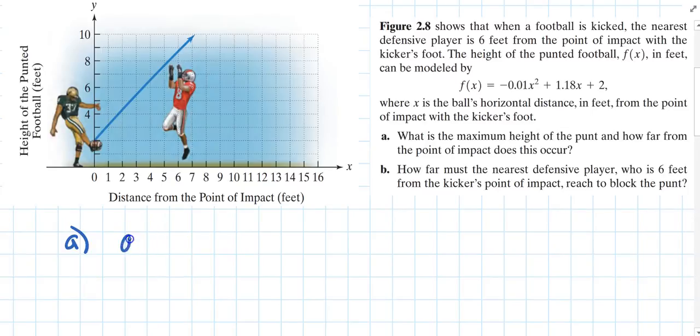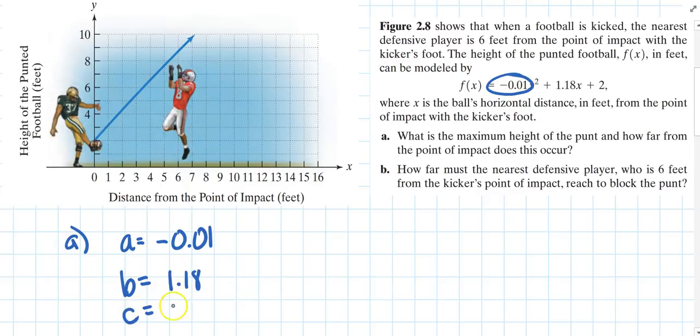So we know that the value of a in this particular quadratic is negative 0.01. The value of b in this quadratic is 1.18. And the value of c in this quadratic is 2. Okay, so if I take negative b over 2a, I get negative 1.18 divided by 2 times negative 0.01.